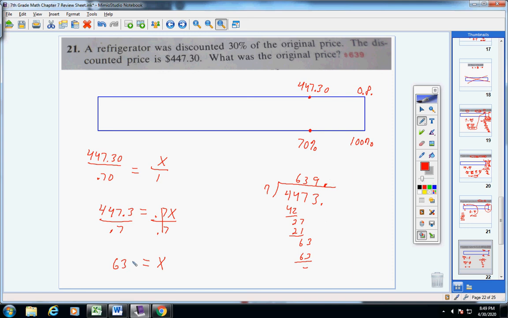Now that's your x, so it goes right over here. And that is your what? Original price. And what were they asking for? The original price. Okay, guys?